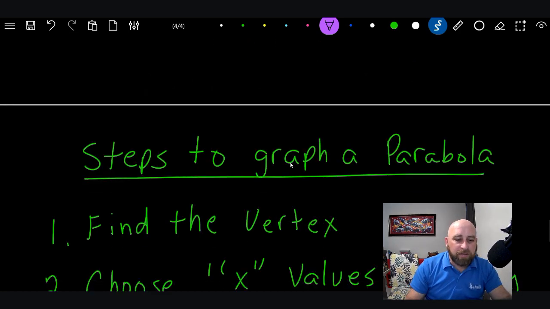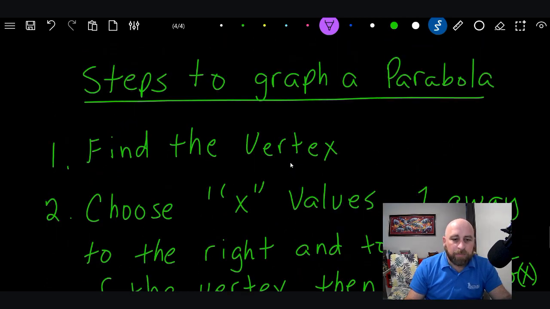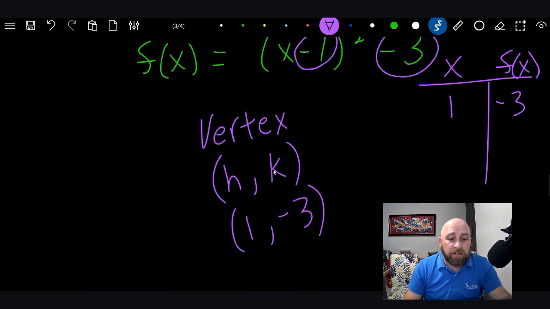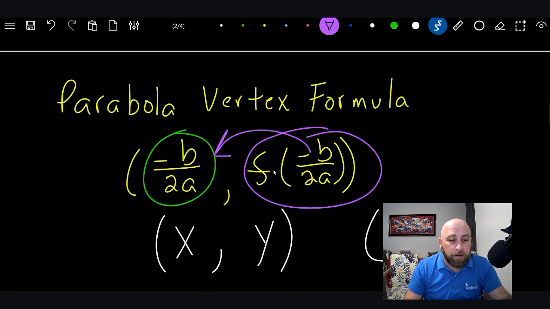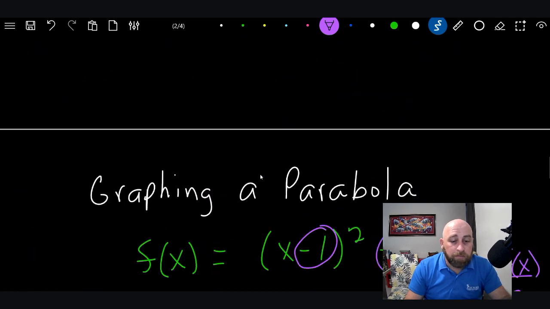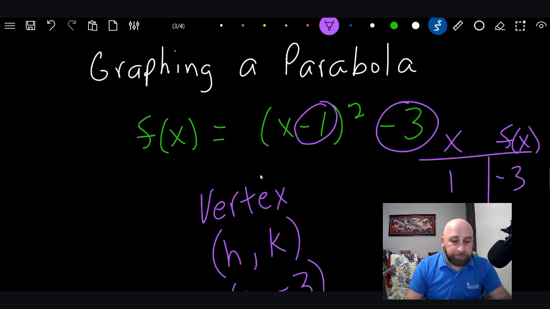Now, I've got some steps written down here. Steps to graph a parabola. The first step is find the vertex. Check. We did that. That's easy. I like that one. Okay, what do you do if it's not in standard form? Well, you use the parabola vertex formula that we just talked about right up here. So you could use that negative b over 2a. Use that, no problem.